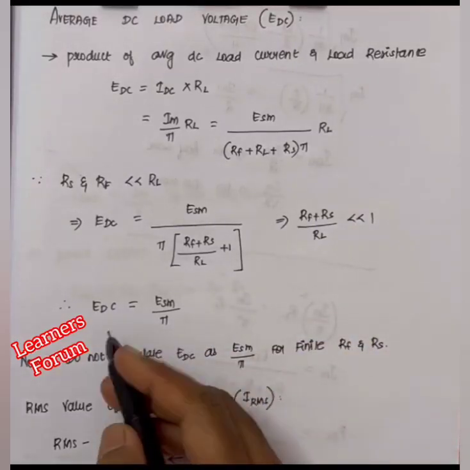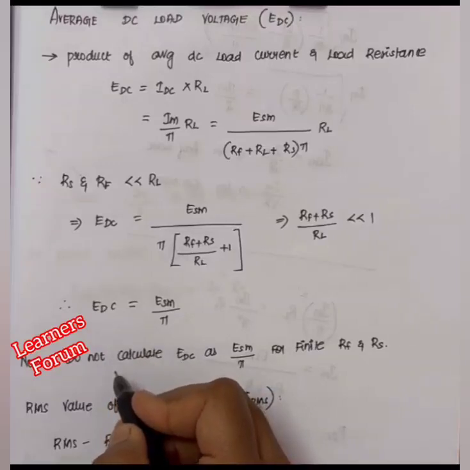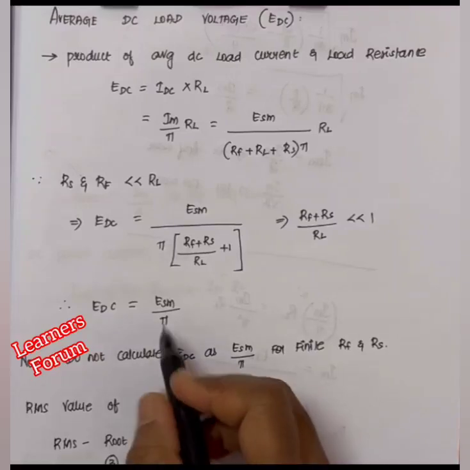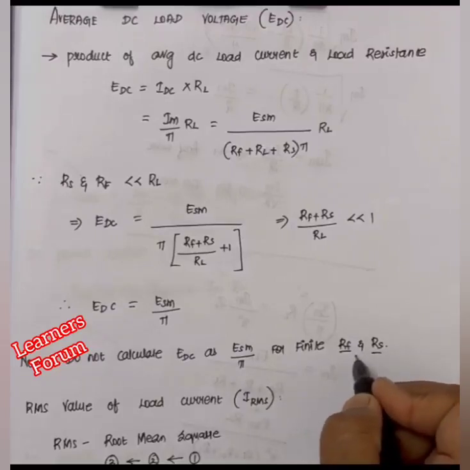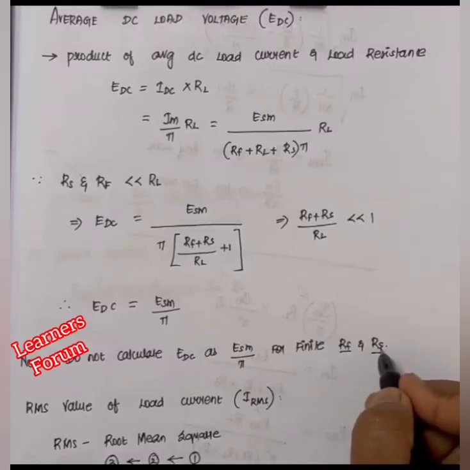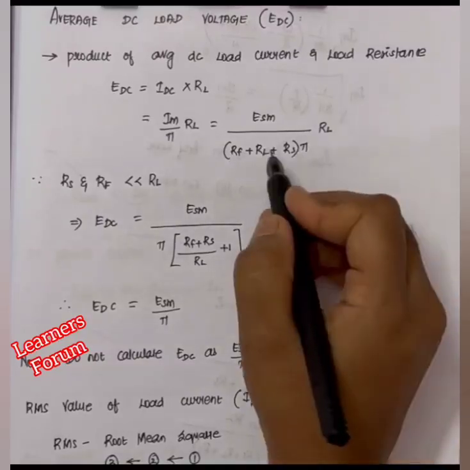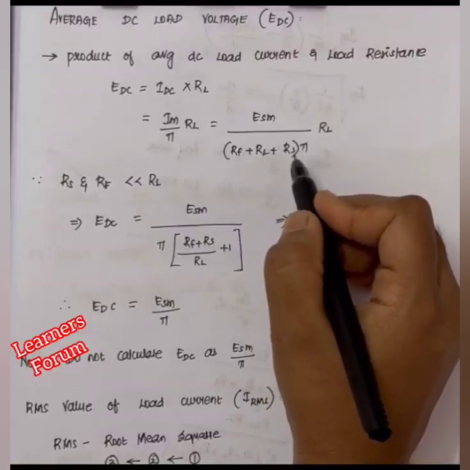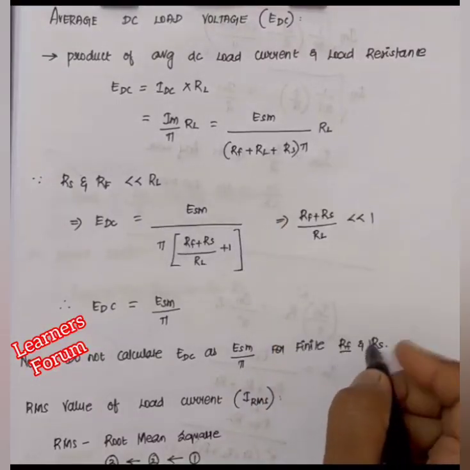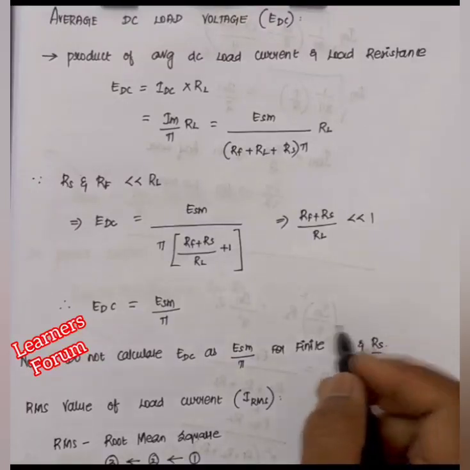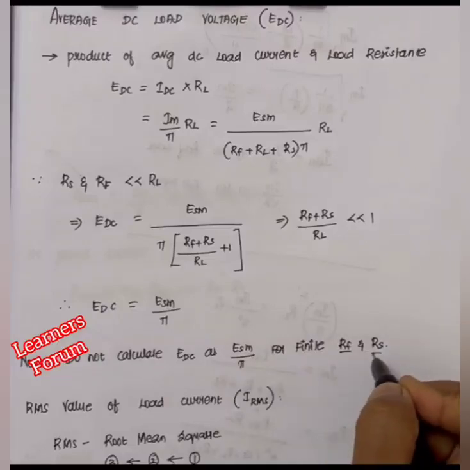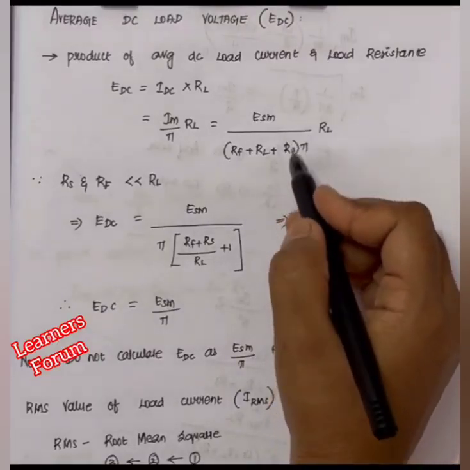In case you are supposed to solve any problems based on these two parameters, we have a small note: do not calculate the value of EDC as ESM by pi directly whenever we have finite values of RF and RS. In the question, just look for the values of RF and RS. If you have finite values of these two parameters, then you have to apply them completely in this particular equation and solve for the required value of EDC. So this is an important note. If RS and RF are not provided, you can simply neglect them and use this relation. But if they are provided with finite values, then you have to make sure that you use these equations.